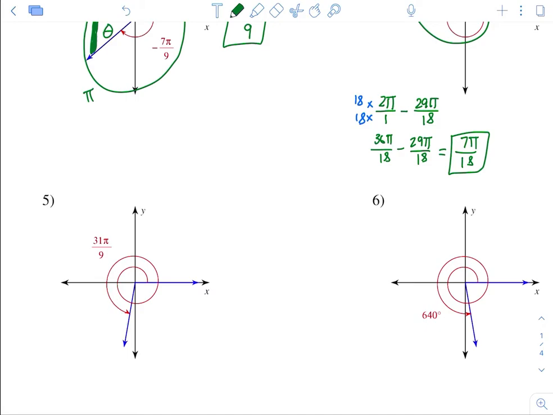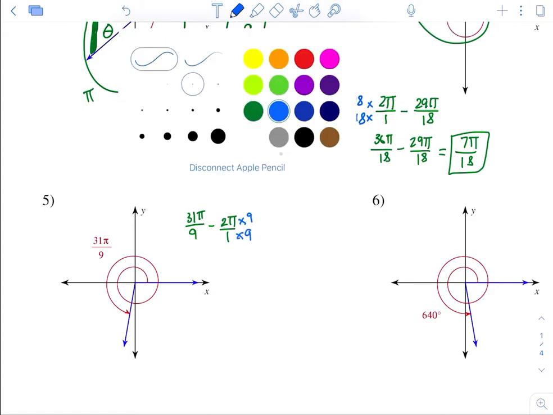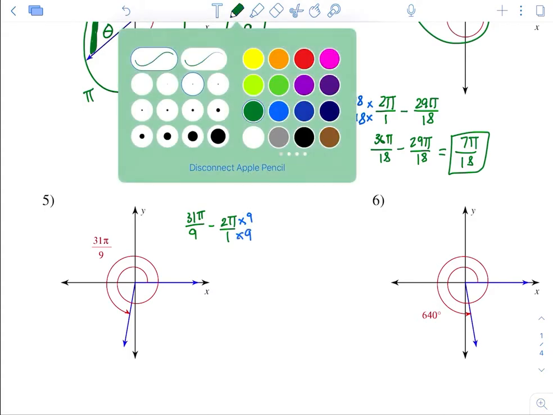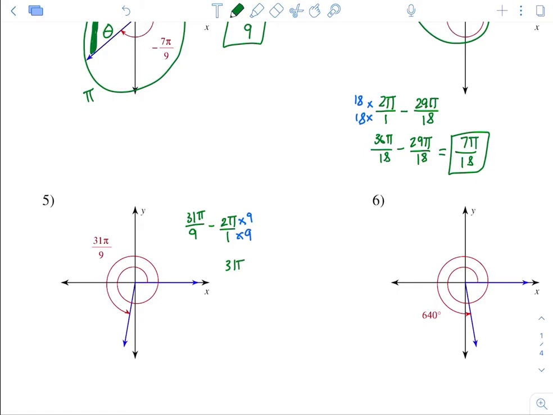So 31 pi over 9, we're going to subtract a whole 2 pi. So put this over 1, get a common denominator of 9. So you get 31 pi over 9 minus 18 pi over 9. So 31 pi minus 18 pi is 12 pi over 9. Oh no, 13 pi over 9.